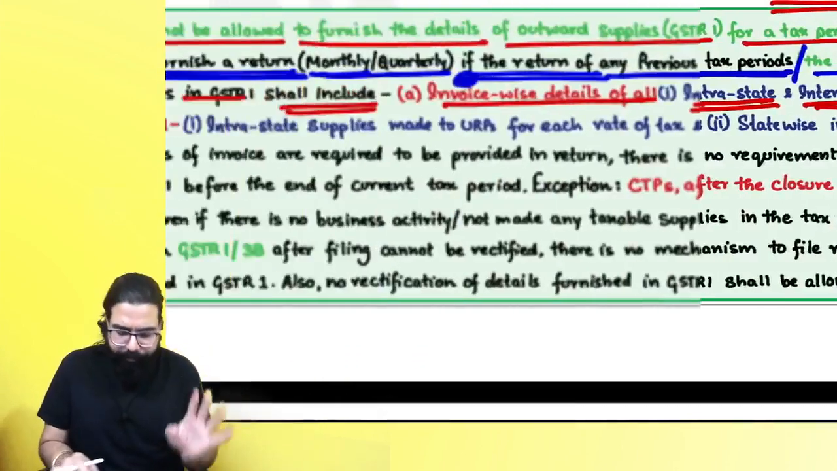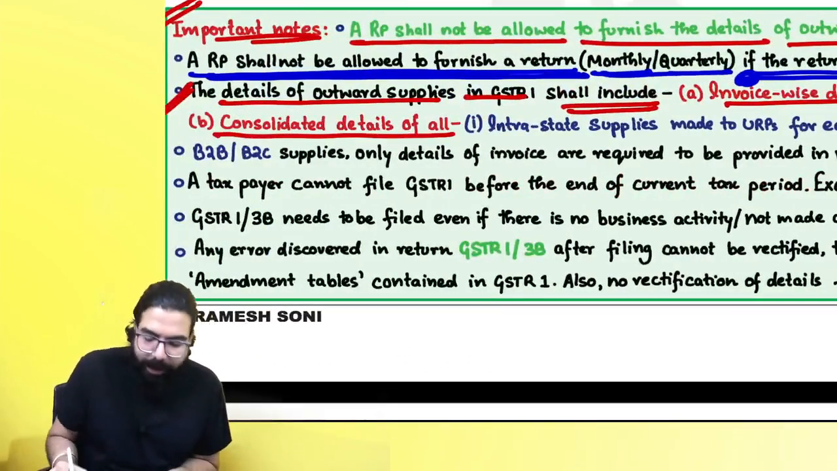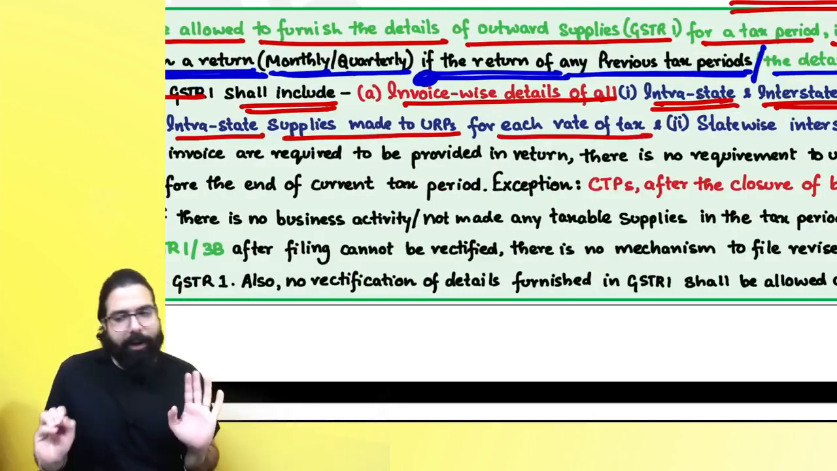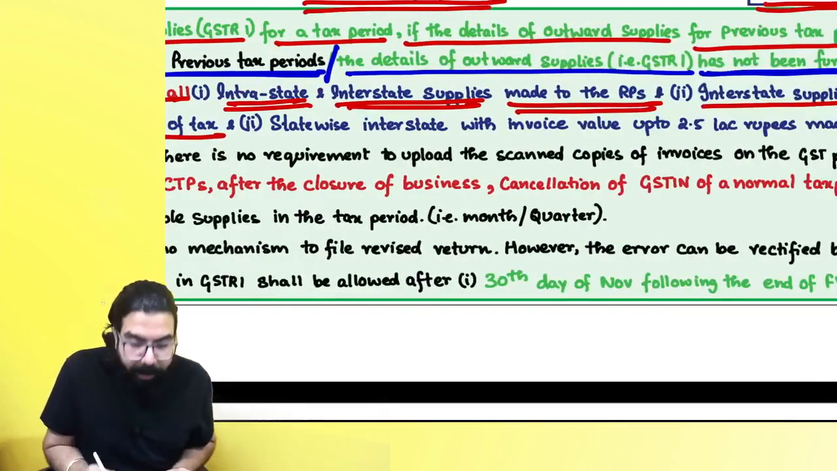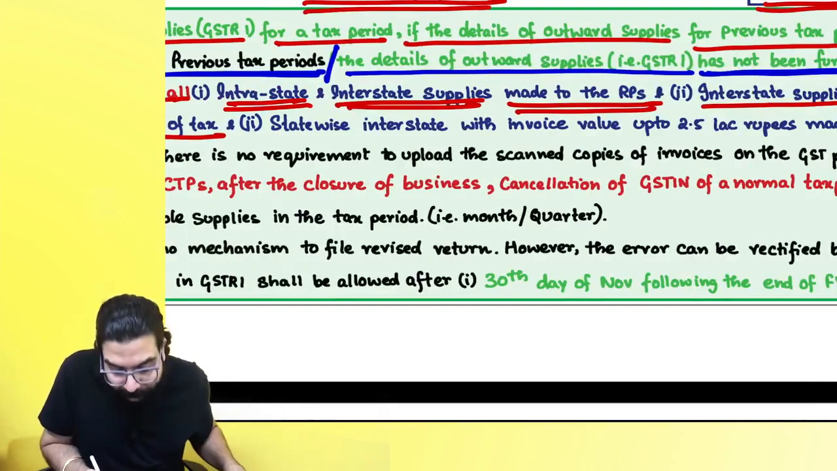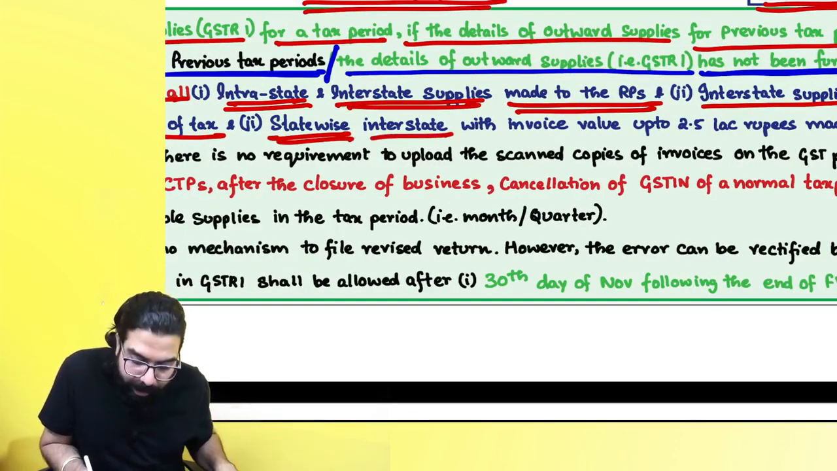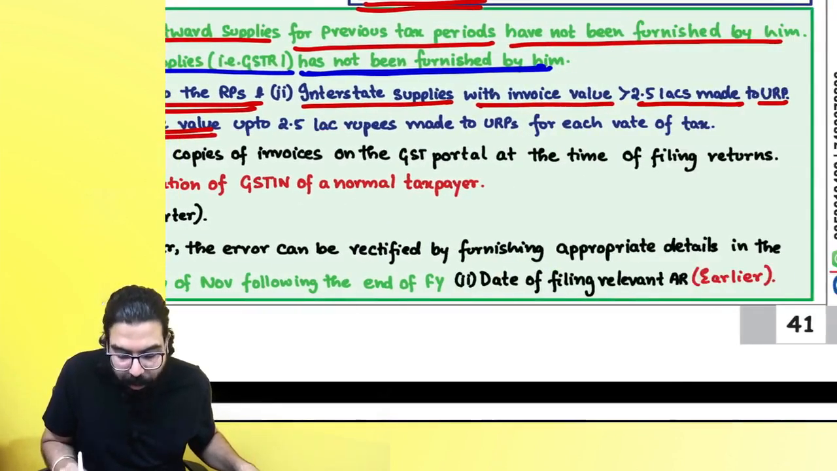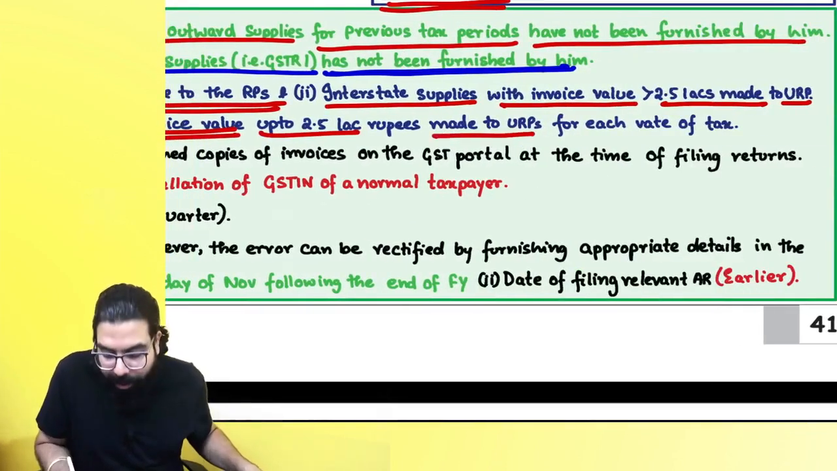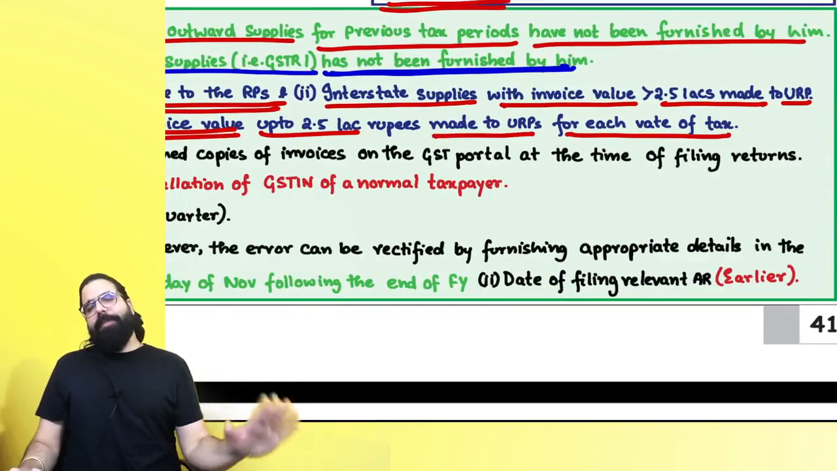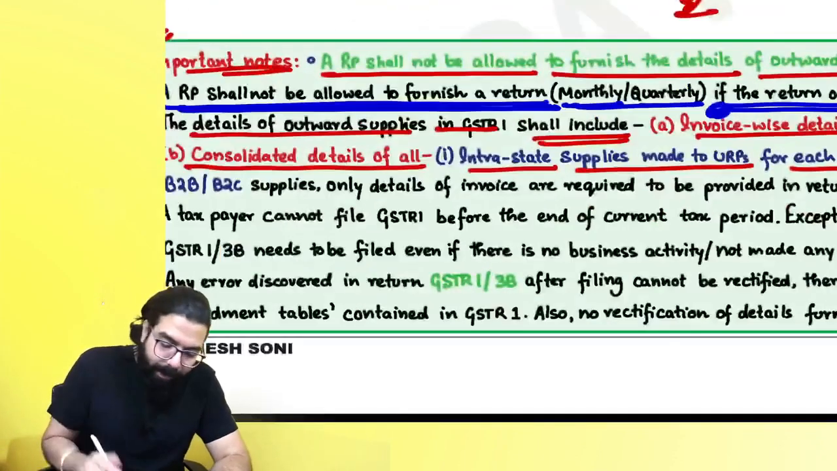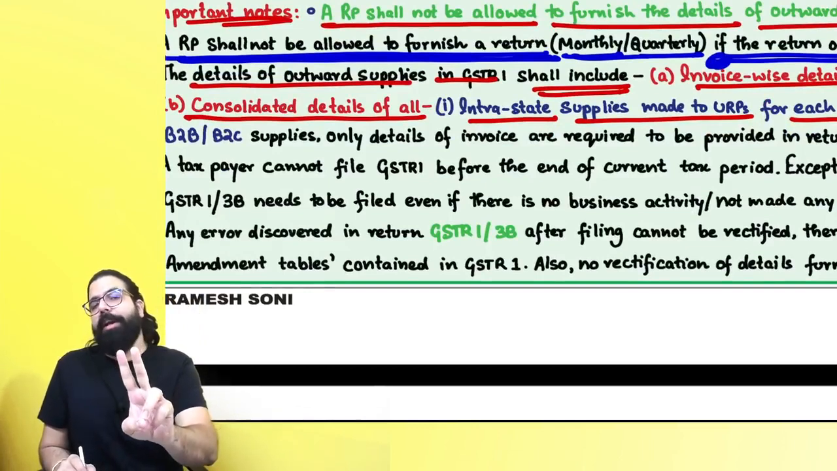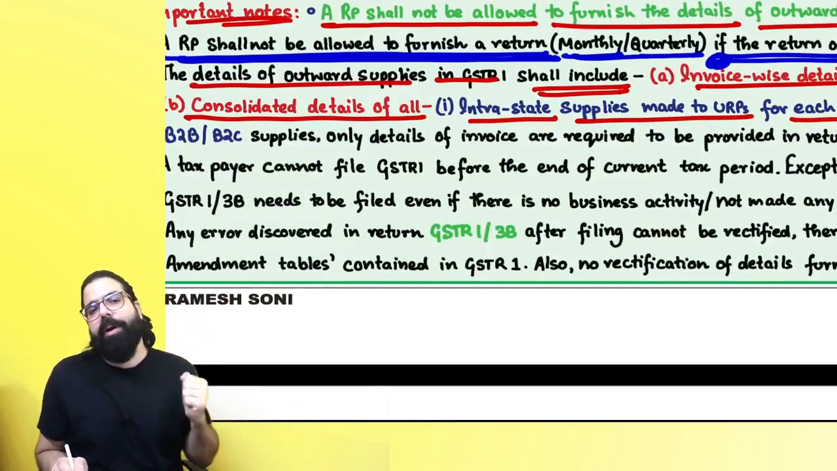All others: consolidated detail of intrastate supplies made to unregistered persons for each rate of tax. And state-wise consolidated detail for interstate supply with invoices up to 2.5 lakh rupees made to unregistered persons for each rate of tax. Always remember this point. This is a good point to remember. Invoice-wise detail or consolidated detail: how will you furnish the detail in your GSTR 1?